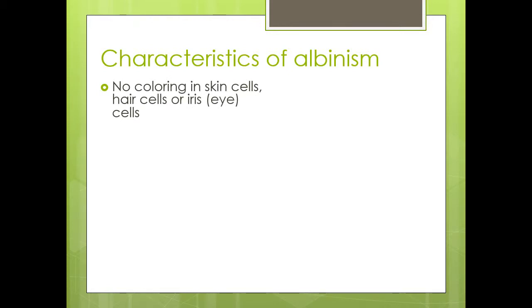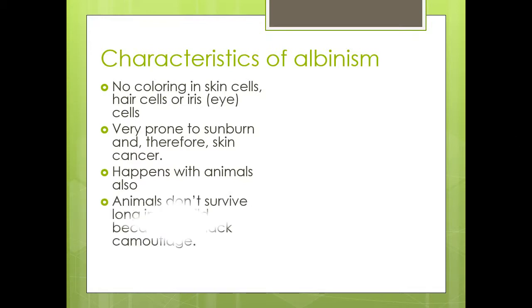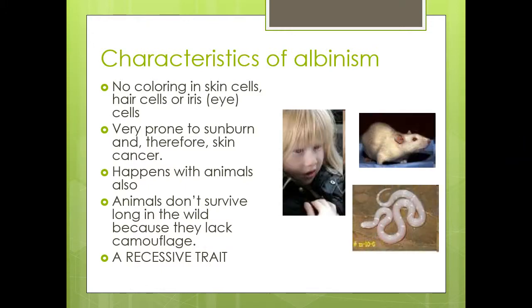It means there's no coloring, no melanin in skin cells, hair cells, or the iris of your eye. Individuals who have albinism are very prone to sunburn and therefore skin cancer, so they have to be very careful about where they are. And it happens more often in animals than in humans. Animals who are albinos don't survive very long in the wild because they lack their camouflage. Albinism is a recessive trait. And here are some examples of individuals, organisms with albinism.